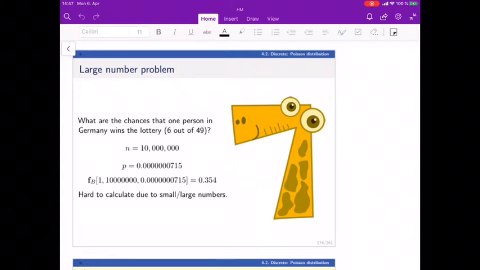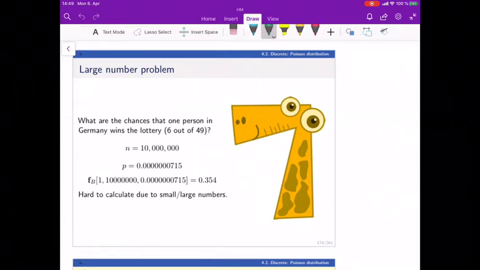Think of a large number problem like, what are the chances that someone in Germany wins the lottery? So we've got a large sample of people playing, something like 10 million, and we've got a tiny probability, 10 to the minus 9 or something like, or 10 to the minus 8 actually. So in combination, if you put it into the binomial distribution, we get a 30%, 35% chance that this happens.